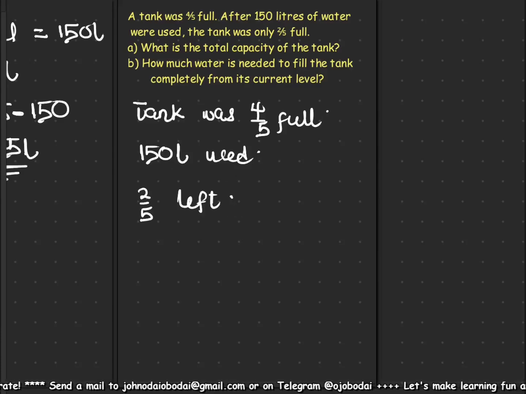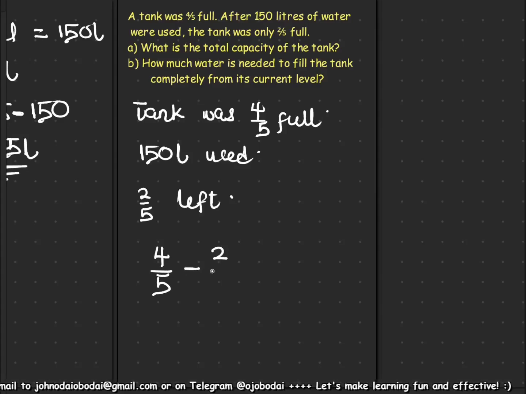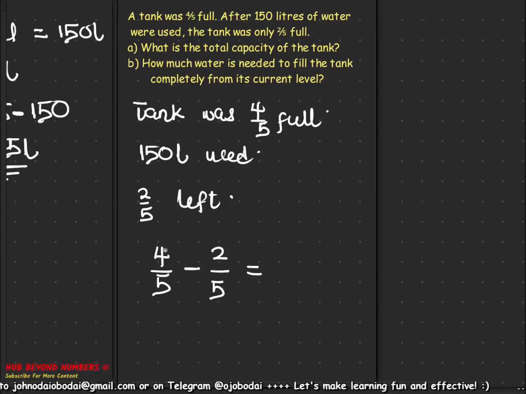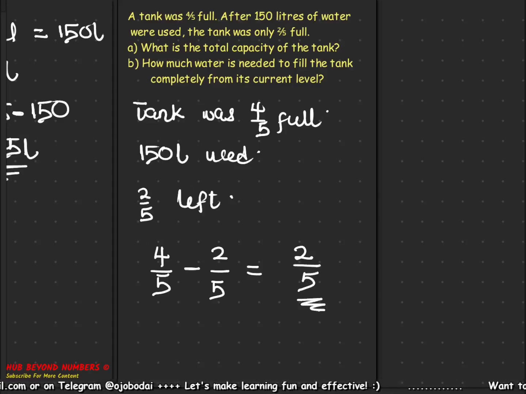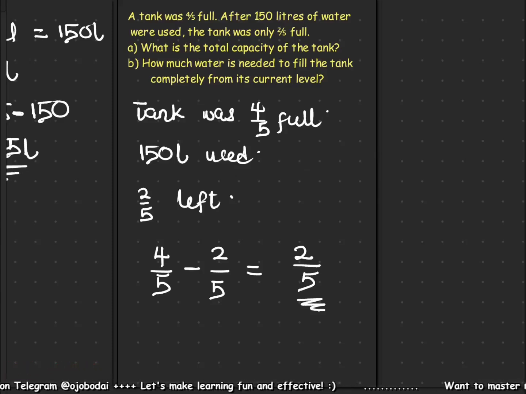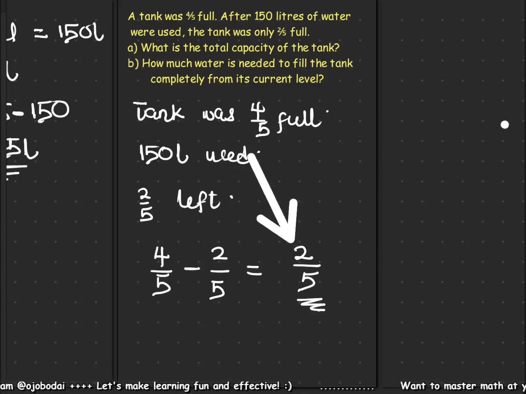And how do we get that? We are going to use the fraction of the tank that is full minus that which is left, 2/5. As you can see, this is clearly like fractions. So 4 minus 2 gives us a 2, then all over 5. So this here is the fraction that was used.